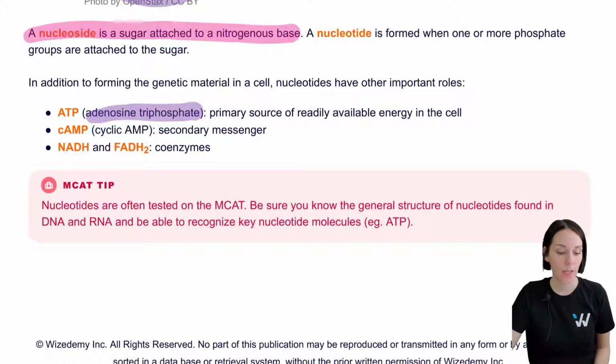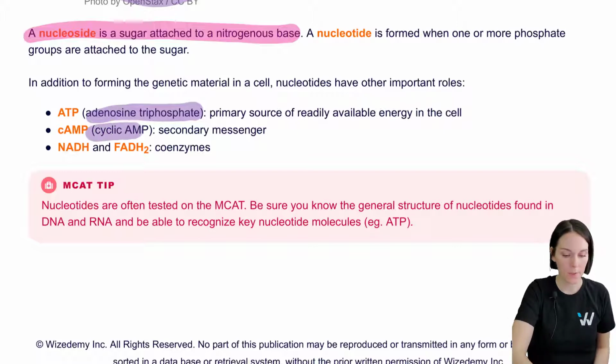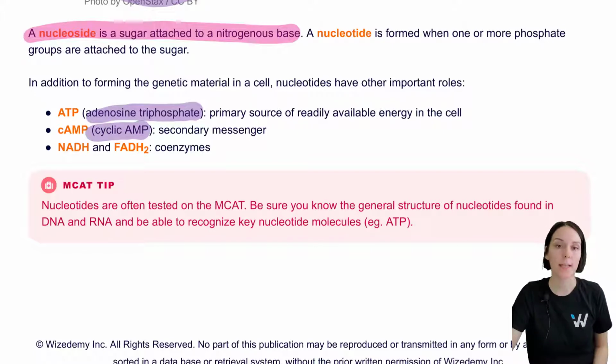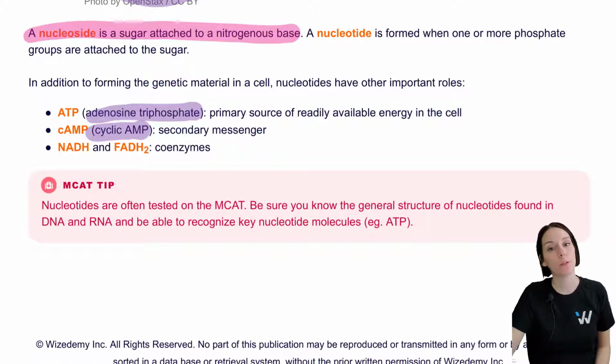So it's important that you are able to recognize the structure of ATP and know that it's a nucleotide molecule. Other important nucleotides that perform other roles in the cell are cyclic AMP, or cAMP as it's abbreviated, which is a secondary messenger. So it's really important in regulating transcription of certain genes, for example. Other important nucleotides include NADH and FADH2, which we're going to see when we talk about cellular respiration and the electron transport chain. So it's important to keep in mind that these are nucleotide molecules as well.